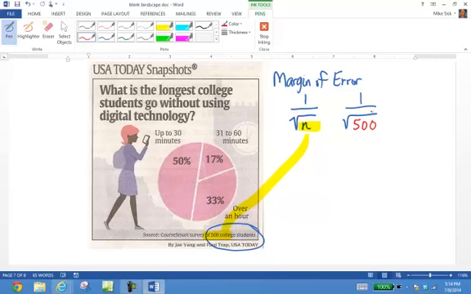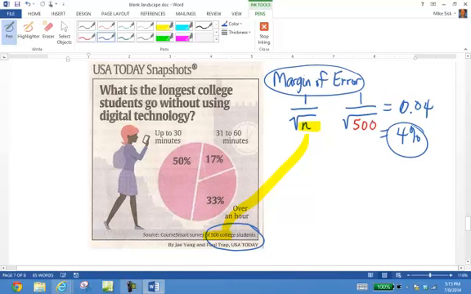What this will give me when I do the calculation is roughly 0.04, which of course if I convert that to a percent is 4%. So the margin of error for this survey is going to be equal to 4%. Now if I want to look at the range of values I can be confident to be true with this, I take any one of these percentages, and I'll use the one that says 50% right here.